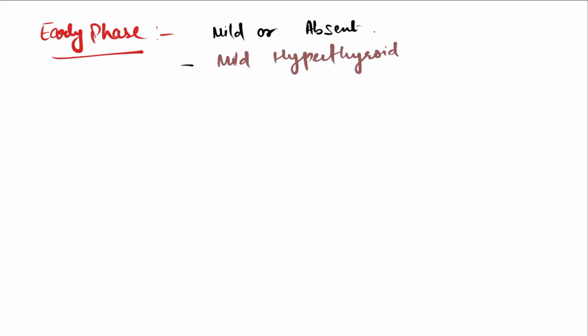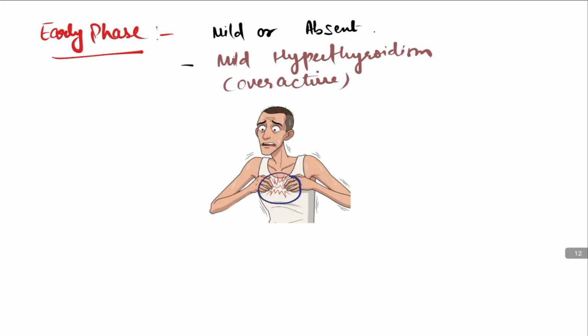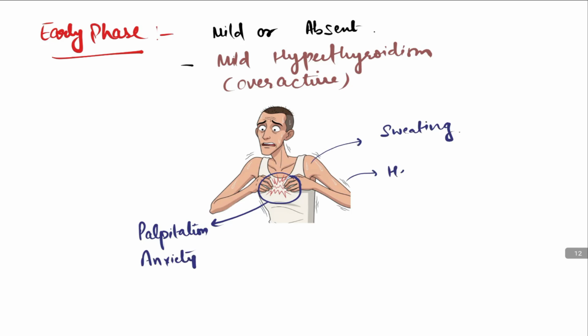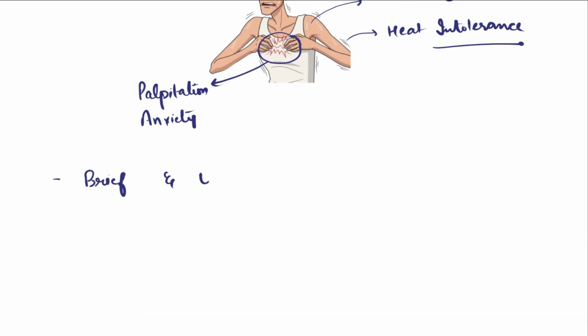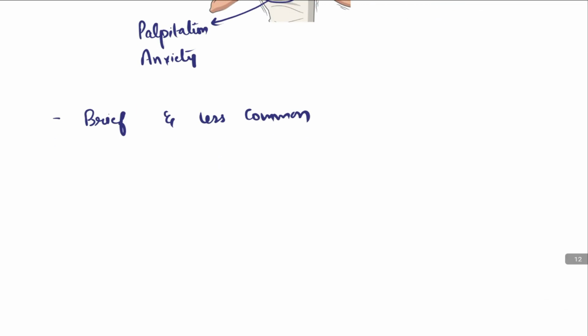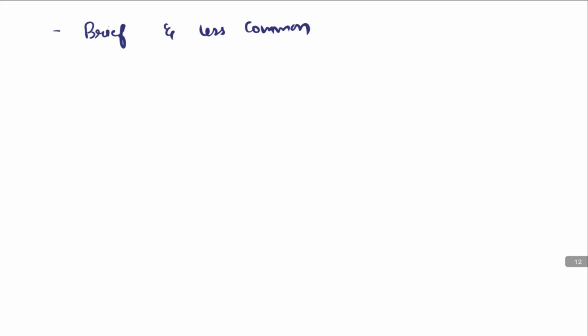In the early phase, the symptoms may be mild or even absent. Rarely in the early phase, there may be a short period of mild hyperthyroidism, that is overactive thyroid gland, with symptoms such as palpitation, anxiety, sweating, and heat intolerance. However, this phase is usually brief and less common. If present, then after a short period, it is followed by a stage of hypothyroidism.